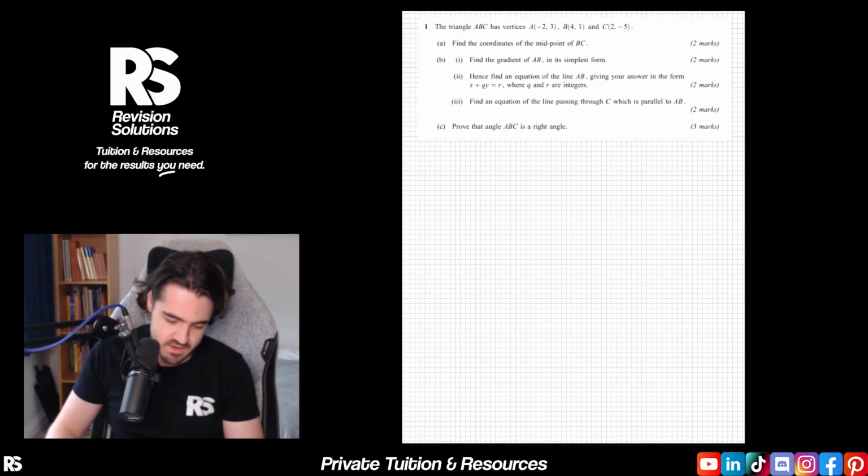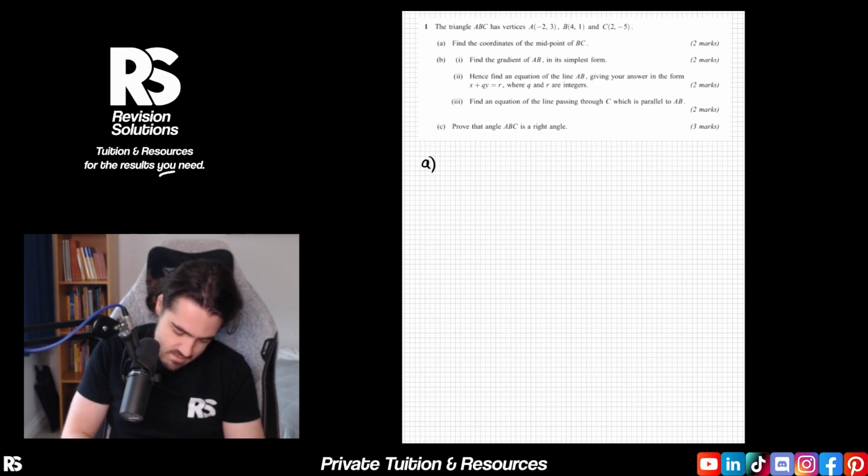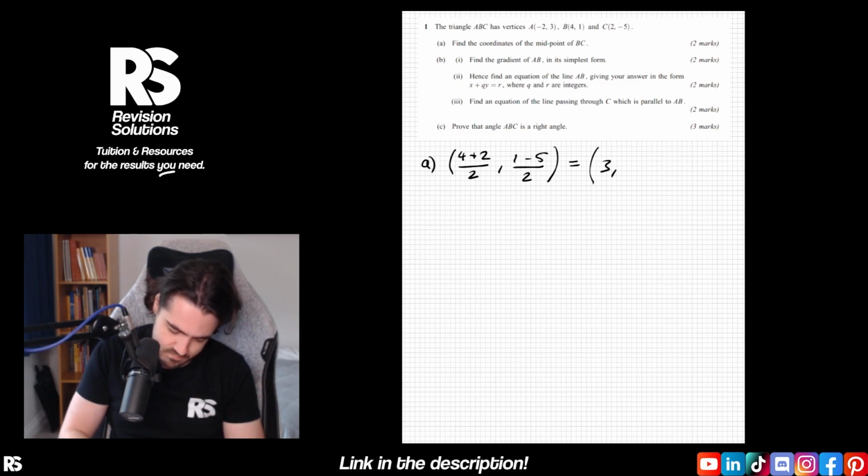For the next question, it says we have a triangle ABC and we're given the coordinates of all the vertices. And can we first find the midpoint between B and C? So to find a midpoint, you have to remember we add up the coordinates and just average them. So for part A, that's just going to be 4 plus 2 divided by 2, and then 1 minus 5 divided by 2, which is then going to be 6/2, so 3. Then we have minus 4/2, which would be minus 2.